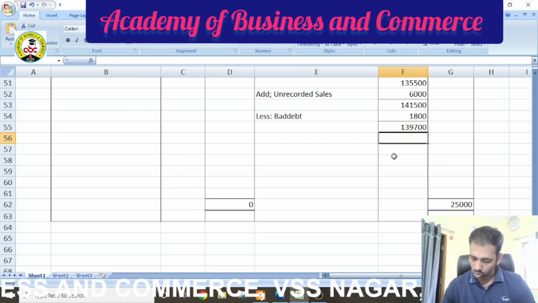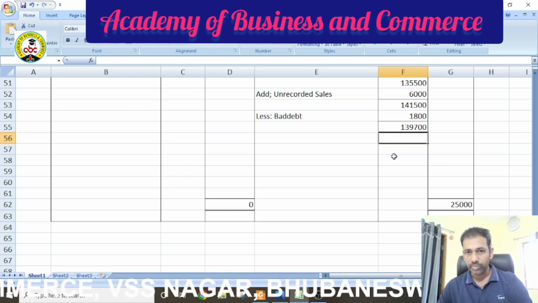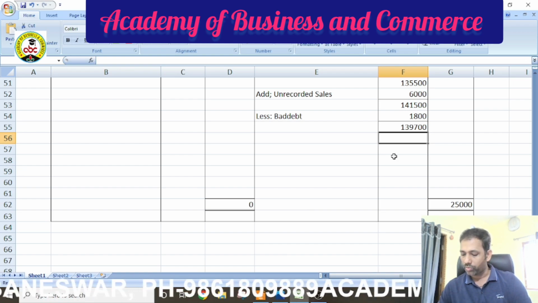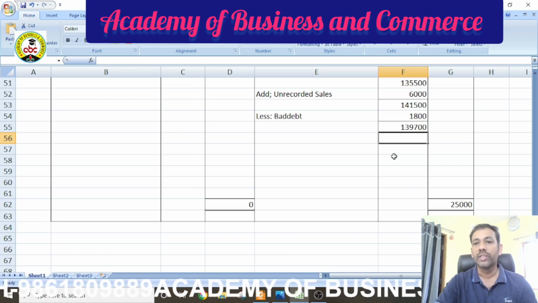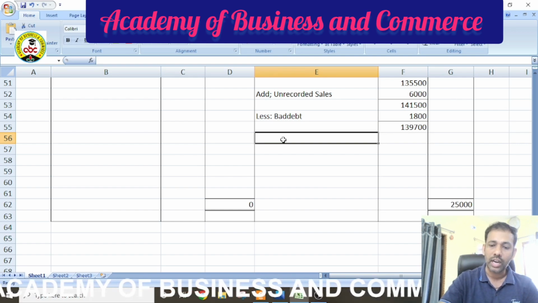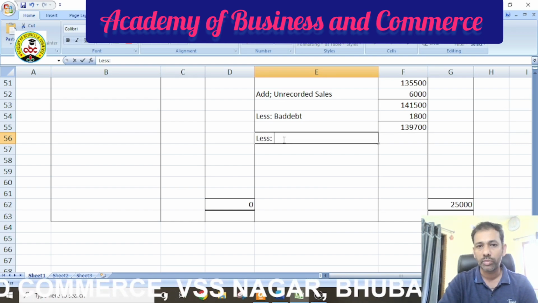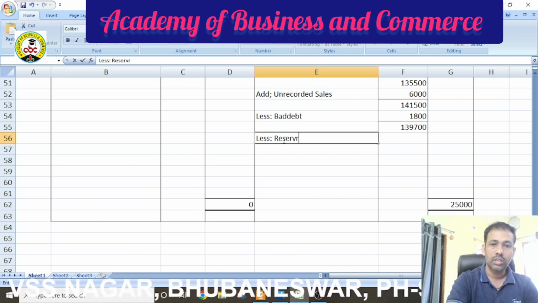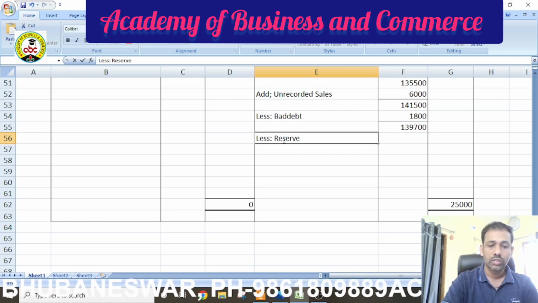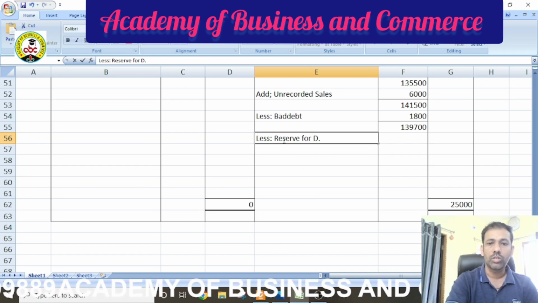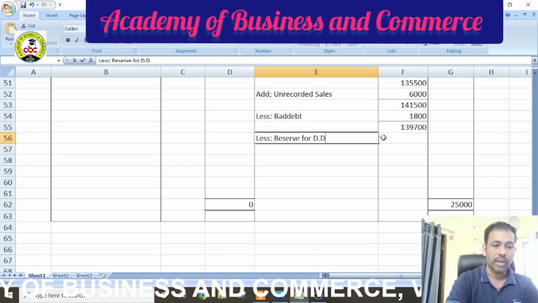Then we have to also in the same line adjustment number 5. We have to deduct bad debt and maintain the reserve doubtful debt as a 5% on certain debtor. That means we have to also deduct another one thing, reserve for doubtful debt, which is also known as provision for doubtful debt. Reserve for doubtful debt at the rate of 5%.